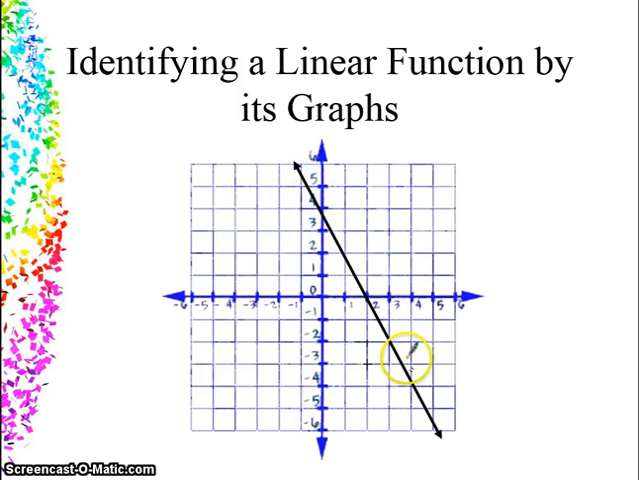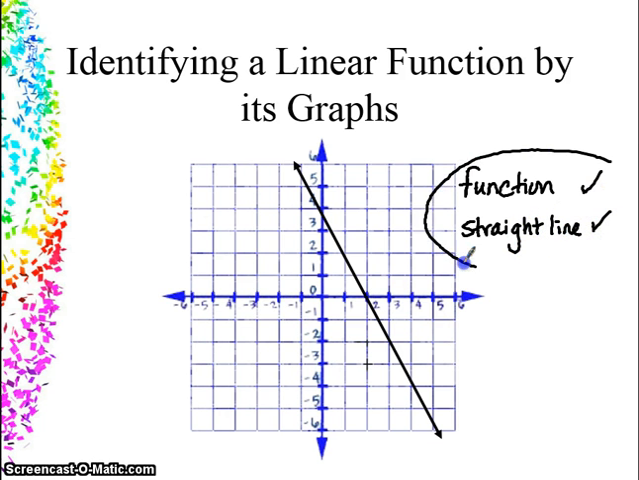Here we see a graph, and we can see that if we drew vertical lines on our graph, that it only ever touches at one place at a time, and therefore it passes the vertical line test and therefore is a function. So function, yes. Now, does it form a straight line? Yes. So since it satisfies both those conditions, this is a linear function.